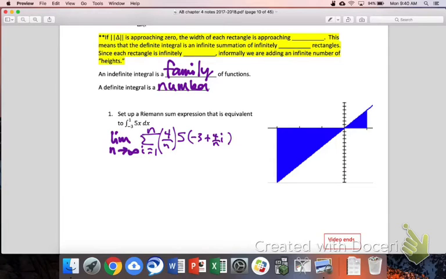The first thing I would do here is get the 5 and the 4 over n out, because the sigma really only applies to the i. So I'll write limit as n goes to infinity. If I pull the 5 and the 4 over n factors out, it's really a 20 over n. So I'll put 20 over n sigma from i equals 1 to n of negative 3 plus 4 over n i.